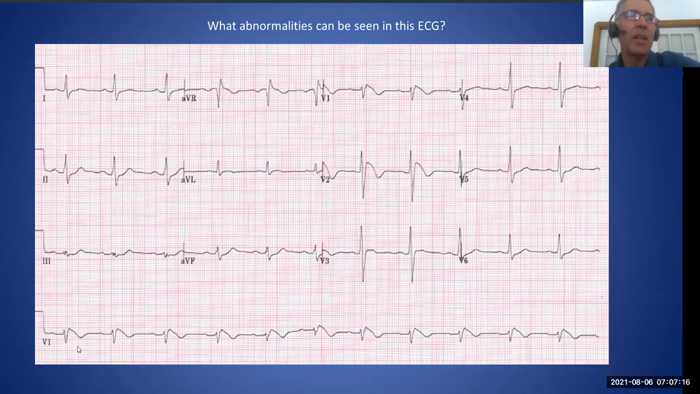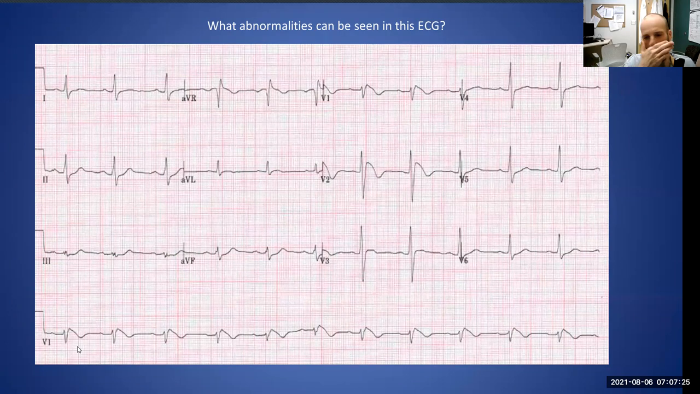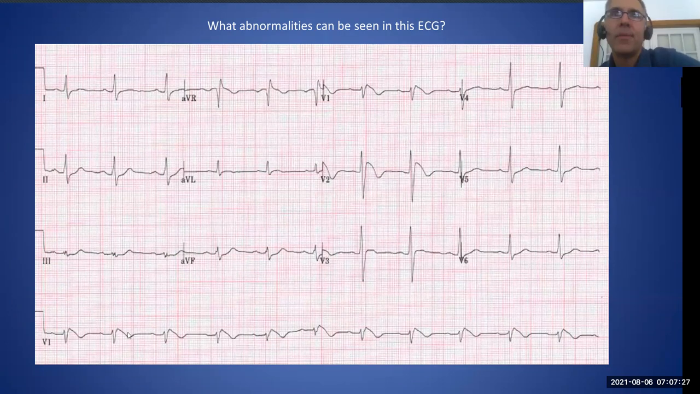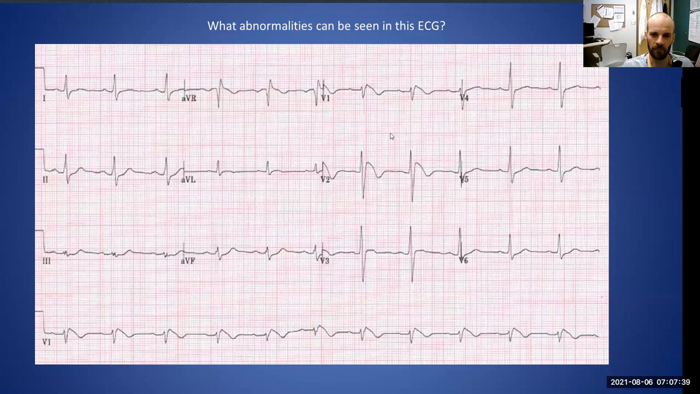Okay, what abnormalities can be seen in this ECG? I detected a Brugada type 1. Excellent. Looking at V1 to V3. Yep, excellent. Downward sloping ST elevation, very good. Mostly in 1 and 2, but I guess a bit in 3 also. Yep, very good. And the T wave inversion in all three of them. Absolutely. Brilliant. That's the main thing. Now, was there anything else that you could see?